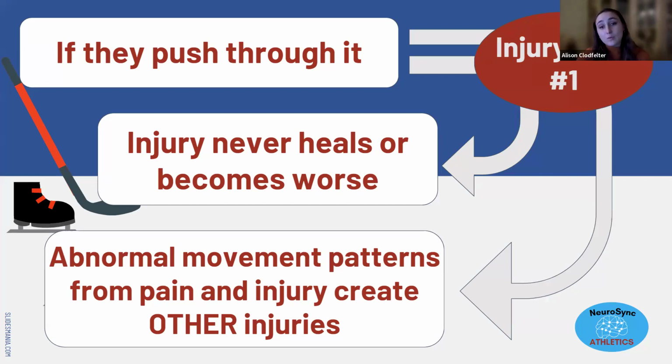Or they could end up with abnormal movement patterns from pain and injury, creating other injuries. And abnormal movement patterns are if you're running with a slight limp, you may put stress on your healthy leg. If you're squatting with your knees coming together to avoid hip pain, which might cause a knee injury, or if you're modifying your basketball shot to avoid your shoulder pain, but you might cause an injury in your elbow, your opposite shoulder, or your trunk.